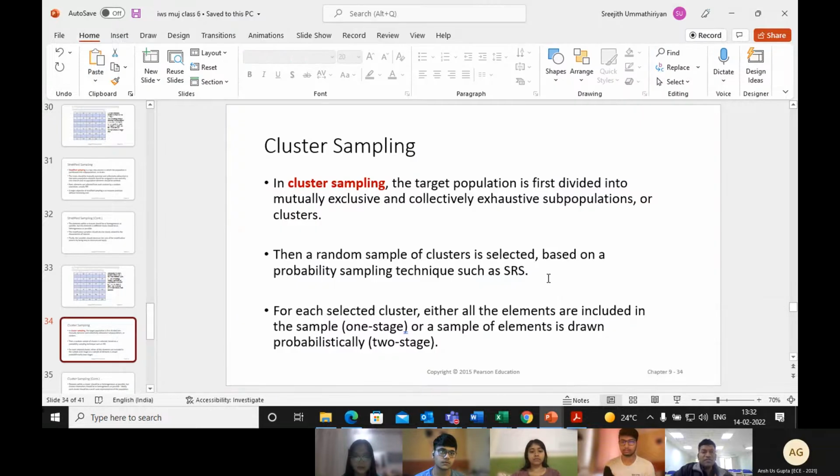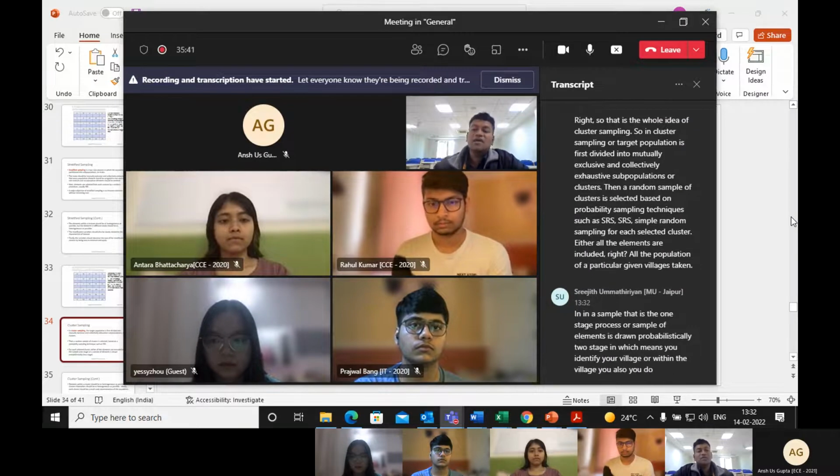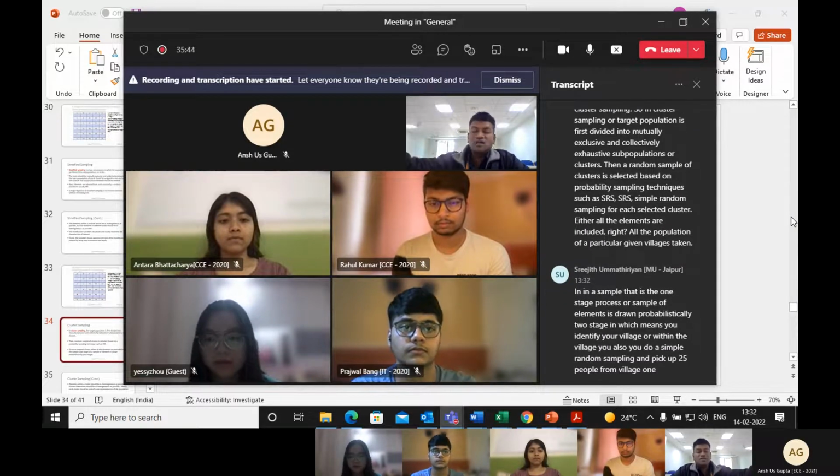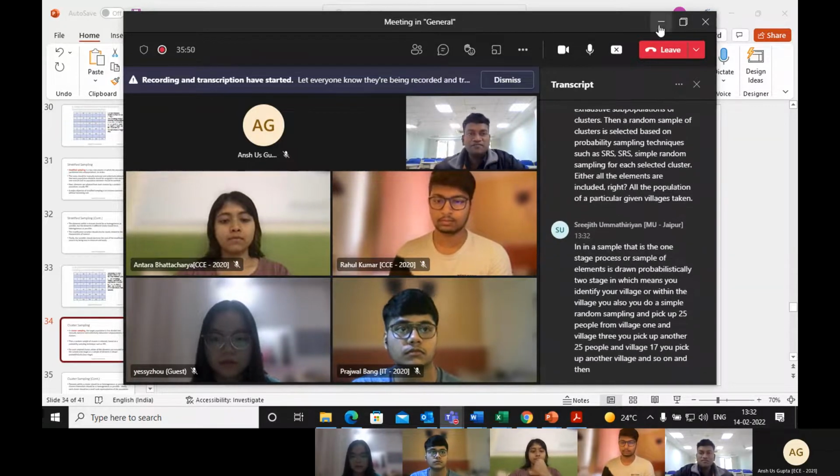So that is the whole idea of cluster sampling. In cluster sampling, a target population is first divided into mutually exclusive and collectively exhaustive subpopulations or clusters. Then a random sample of clusters is selected based on probability sampling techniques such as SRS, simple random sampling. For each selected cluster, either all the elements are included, right? All the population of a particular given village is taken in a sample. That is a one-stage process. Or a sample of elements is drawn probabilistically, which is two-stage, which means you identify a village, and within the village, you do a simple random sampling and pick up 25 people from village 1, and from village 3 you pick up another 25 people, and from village 17 you pick up another 25, and so on, and then conduct your study.